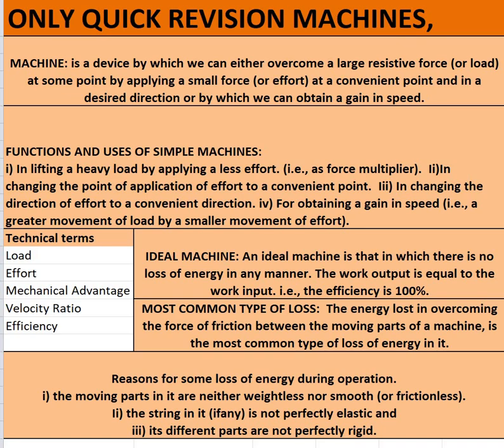Fourth point, obtaining a gain in speed, that is, a greater movement of load by a smaller movement of effort. An example is when a pair of scissors is used to cut cloth, its blade moves a longer distance on the cloth while its handle moves a little. The blade of a knife moves longer by a small displacement of its handle. Here the effort is more than the load. Clear? Next, we have some technical terms with respect to machines.